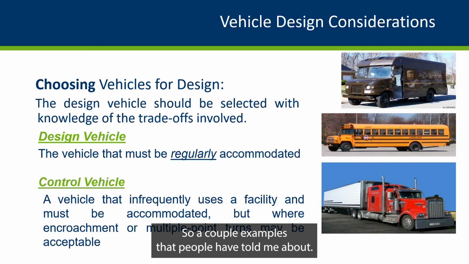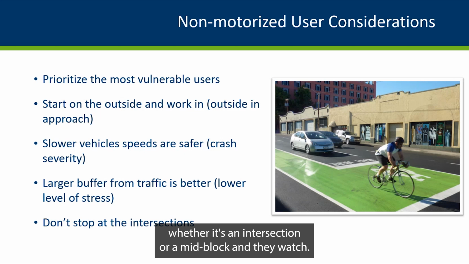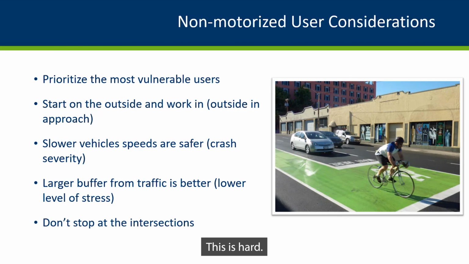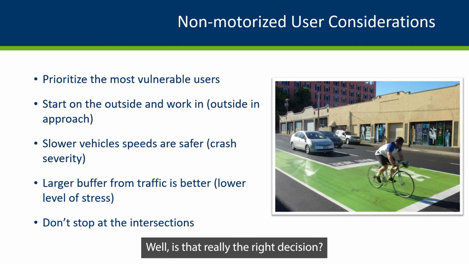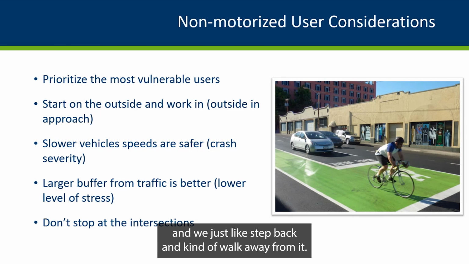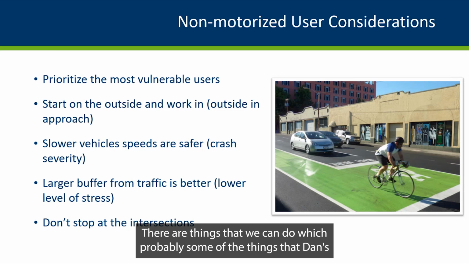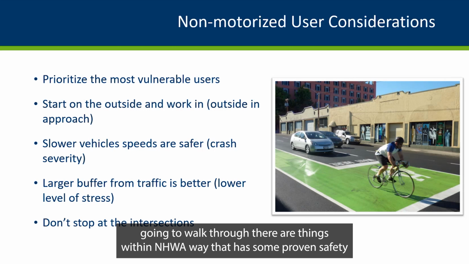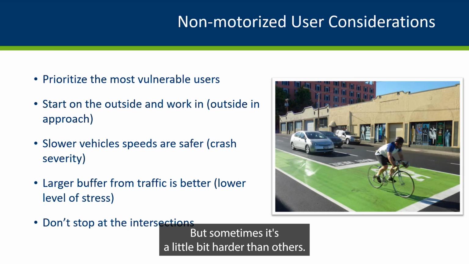A couple of examples that people have told me about: they have a trail that comes up to a crossing, whether it's at an intersection or a mid-block, and they went, this is hard, I'm going to do nothing. And then the trail picks up on the other side and continues. Was that really the right decision? Because that one feels to me like it got hard and we just stepped back and walked away from it. There are things that we can do, which is probably some of the things that Dan's going to walk through. There are proven safety countermeasures from FHWA that can help us do the right thing. But sometimes it's a little bit harder than others.